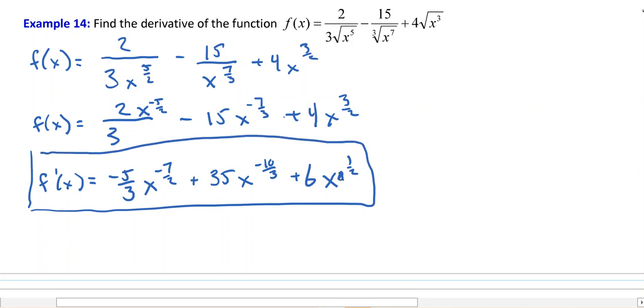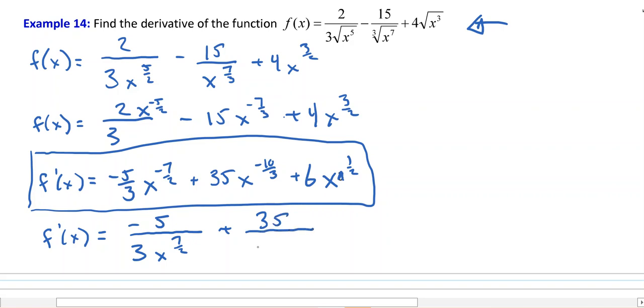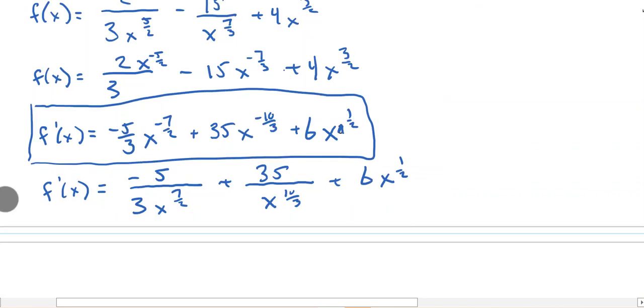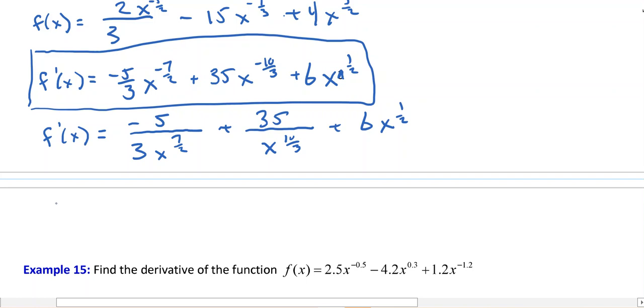Now we're going to rewrite the derivative so that it's in the same form as the original problem, which means written with radicals. So first step is to get rid of the negative exponents. So this becomes negative 5 over 3x to the positive 7/2. This becomes 35 over x to the 10/3. And this one is just fine the way it is, 6x to the 1/2.